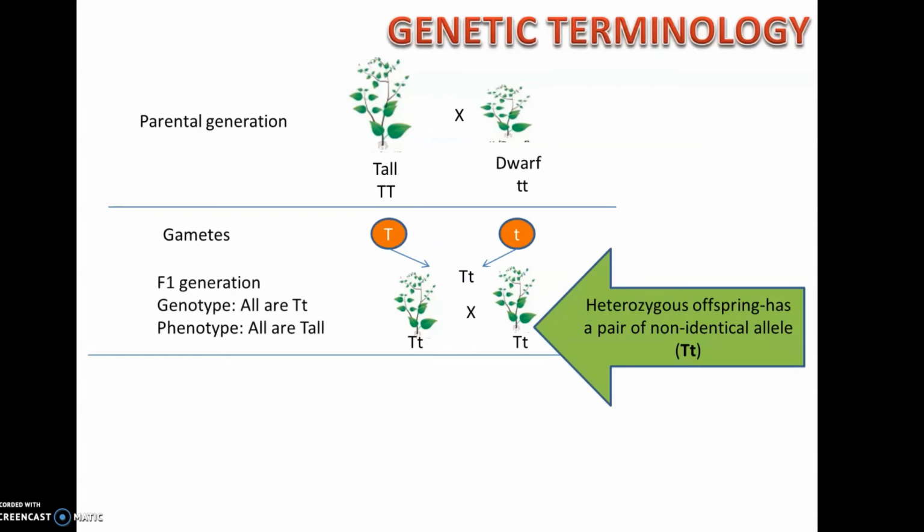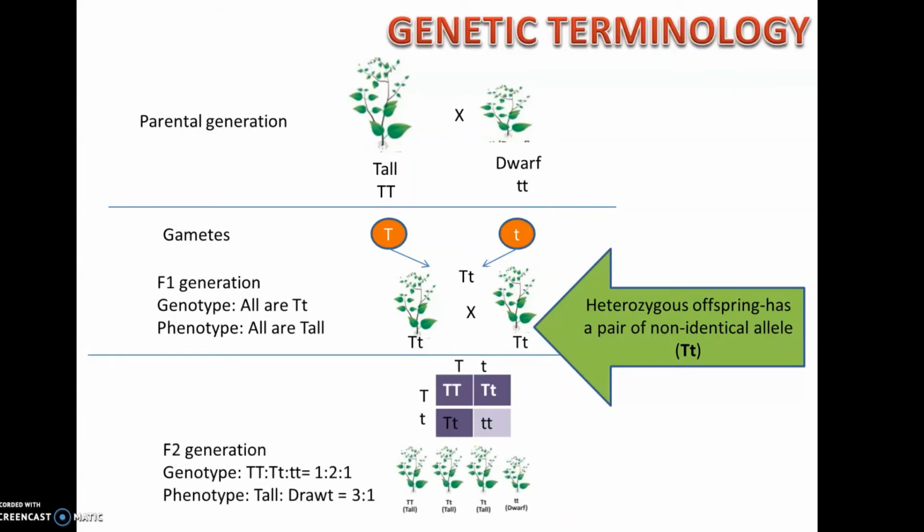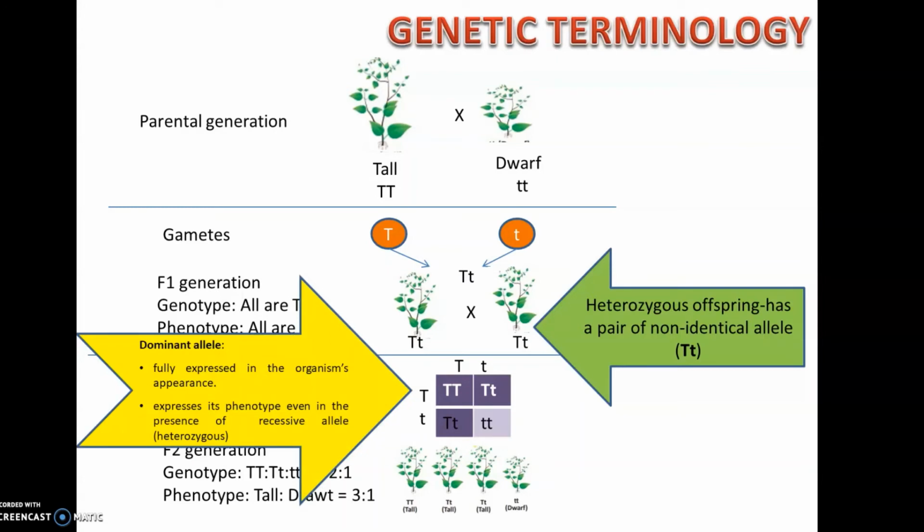When the F1 offspring are self-fertilized to produce the F2 generation, the capital T gamete is represented as the dominant allele, which is fully expressed in the organism's appearance. It expresses its phenotype even in the presence of a recessive allele, which is in a heterozygous situation.